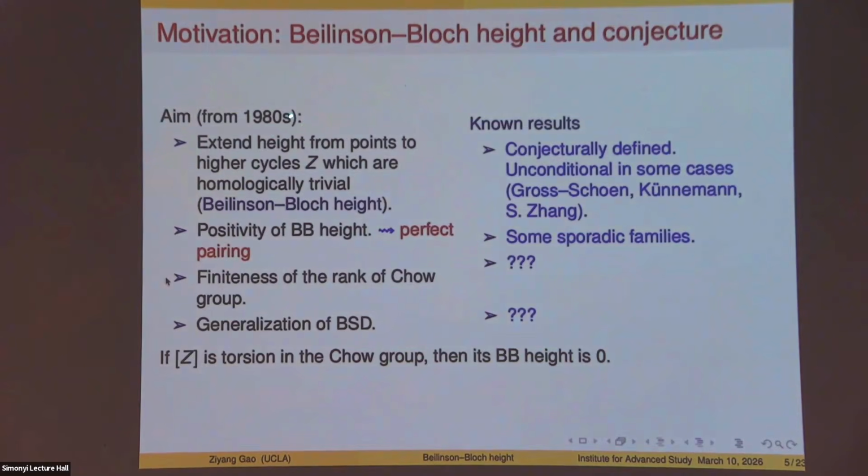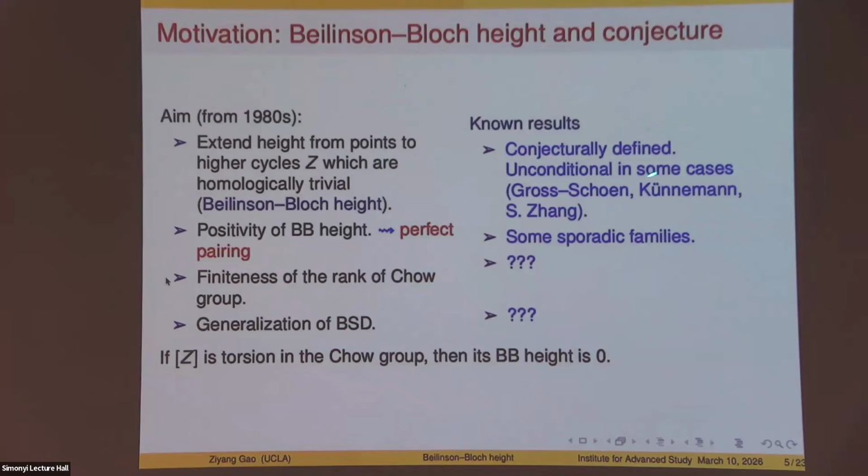So in the 80s, they proposed a series of conjectures. Now this is called the Beilinson-Bloch conjecture. They tried to extend the height from points to higher cycles. But there's one condition: these cycles should be homologically trivial. So the cycle class, the image under the cycle class map, is 0. That's because we want to extend things to a family of homologically trivial things and to do the arithmetic intersection and so on. This was only conjecturally defined.